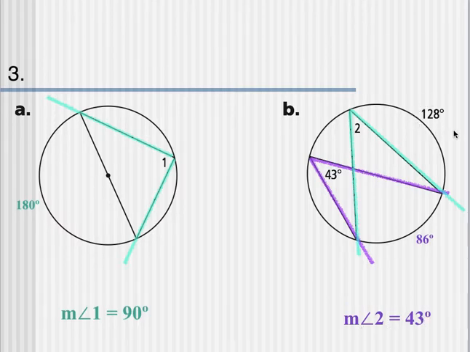You never ended up needing this 128 degrees here. Sometimes you have information given to you that you have to sort through and toss out as not helpful. Now, this practice problem is actually setting you up for 2 corollaries to the inscribed angle theorem. So go back to your postulate paper. You basically just discovered 2 corollaries.